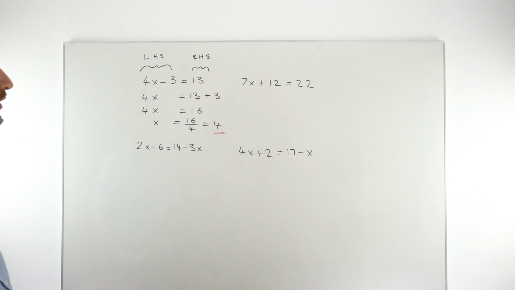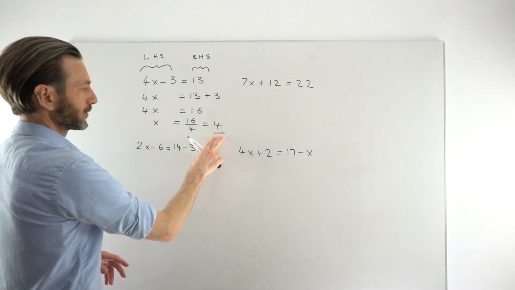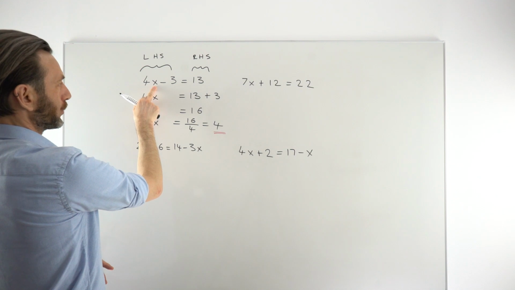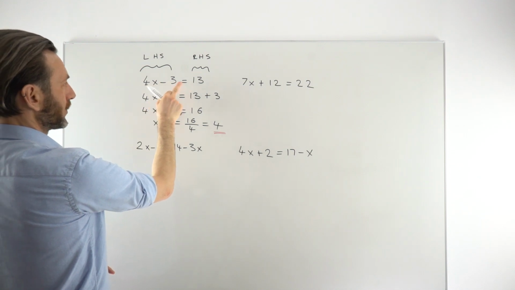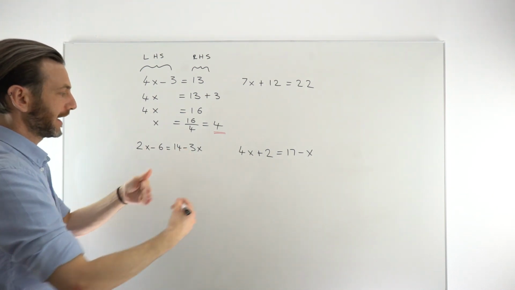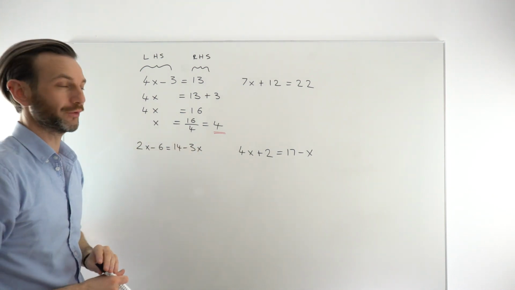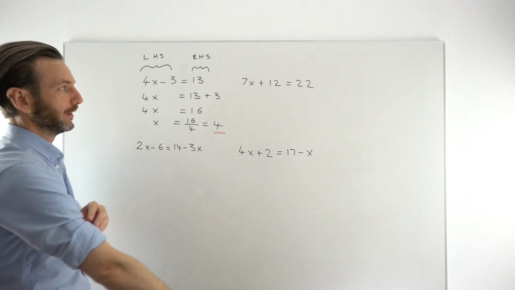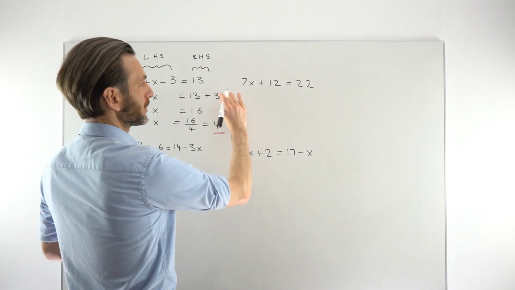So it's maybe worth checking that that is a solution. So 4 times 4 is 16. 16 minus 3 is 13. So the equation is balanced. Those are the kind of steps that we need to go through to solve equations. Let's take a look at this one. Similar thing going on here, similar format.